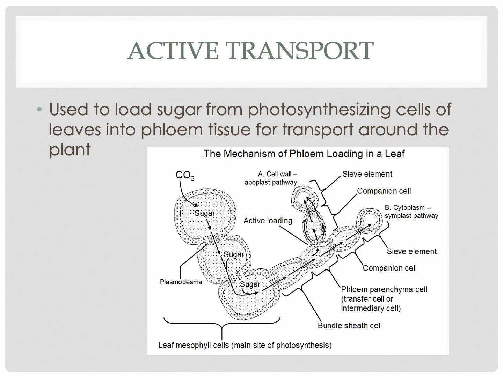Looking at plants, active transport is used to load sugar from photosynthesizing cells in the leaves into the phloem tissue for transport around the plant.